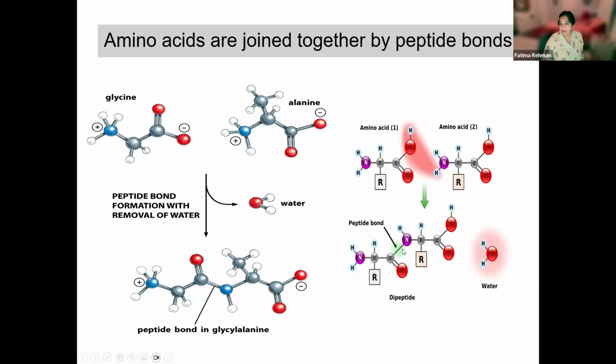So here you have the peptide bond between two amino acids that you can see, and you have their R groups represented here. The peptide bond forms between the amine group of one amino acid and the carboxyl group of the other. So that's why you have this bond right here. So it's between the nitrogen and the carbon.